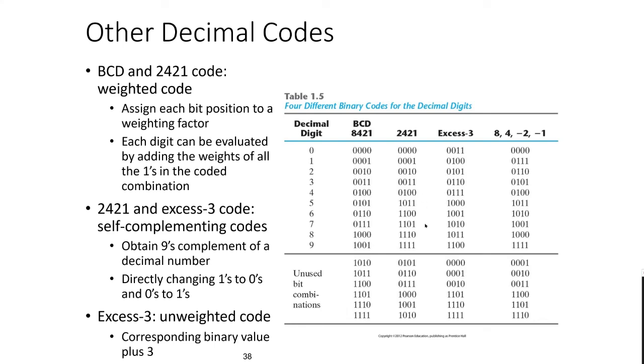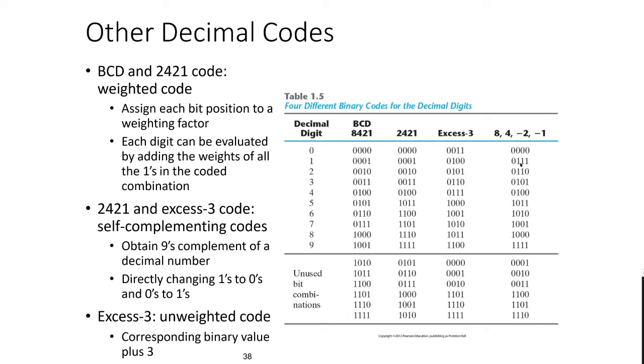Okay. The XS3 code is just essentially adding 3, so you're starting off with 3 to start with. And the last code has a different weighting system associated with it, the 8 4 minus 2 minus 1. It's just making you aware of these codes, that there are other encoding mechanisms out there. But you can see in this case, just starting off with everything 0.